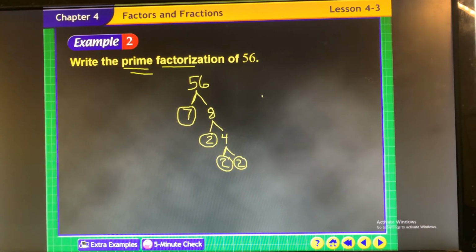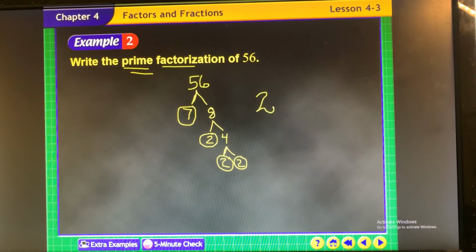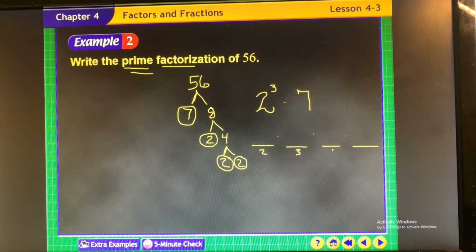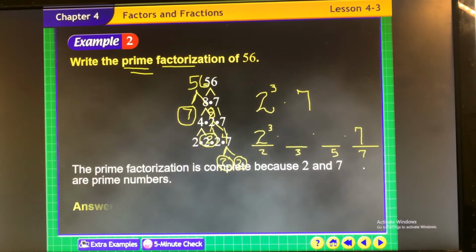this number. So how do you write it? As an exponent is preferred, 2 cubed times 7. I want you to think of always putting 1, 2, 3, 4 lines, okay? It's always multiplication. 2 will go here, 3 will go here, 5 will go here, and 7 will go here. That way you keep track of things. So I know it's 2 cubed times 7.